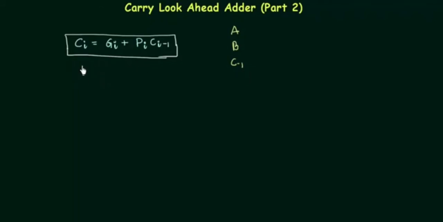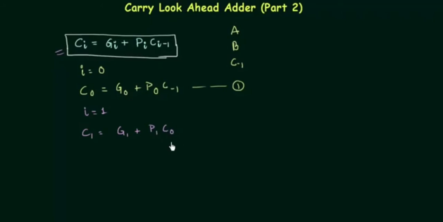If I put i equal to 0 in this equation, then let's see what we have. We have C0 equal to G0 or P0 C minus 1. Let's say this is our equation 1. Now in the next part we will put i equal to 1 in this equation. So we have C1 equal to G1 or P1 C0. Why 0? Because i is 1, so 1 minus 1 is 0. Let's say this is our equation 2.